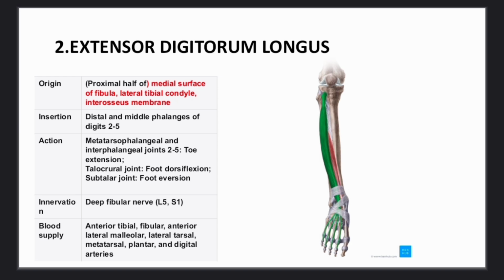At the subtalar joint, it helps in eversion of the foot, which means turning the sole outward. Okay, outward eversion. So innervation of this muscle is deep peroneal nerve or deep fibular nerve. And blood supply, it receives blood from the anterior tibial artery, fibular artery, and anterior lateral malleolar artery. And this extensor digitorum longus helps lift the foot upward and extends the four lateral toes during walking and running.